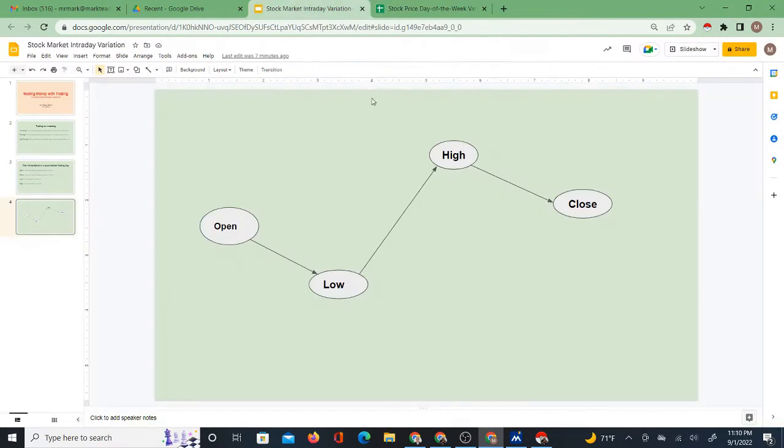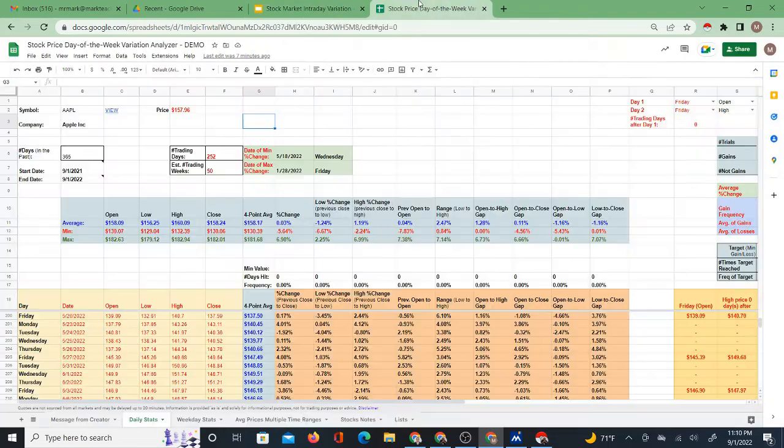Okay, so basically, just to bring that home, you're trying to buy around the low and you're trying to sell maybe somewhere around the high. Buy at a low price, sell at a high price. Buy low, sell high. Now, for this Google Sheet. Now, this Google Sheet, this is really my focus. I'm a spreadsheet programmer. This is what I really do.